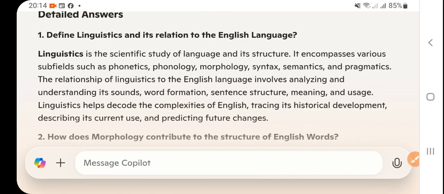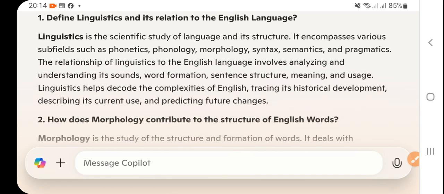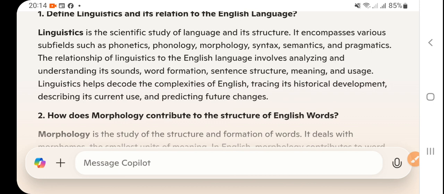It encompasses various subfields such as phonetics, phonology, morphology, syntax, semantics, and pragmatics. These are the different parts. Phonetics means how language is produced, the whole study of the different parts of speech. Then phonology is how sound develops, how a child receives sound, and how after long practice we sometimes add something into the words and language. So that is phonology.